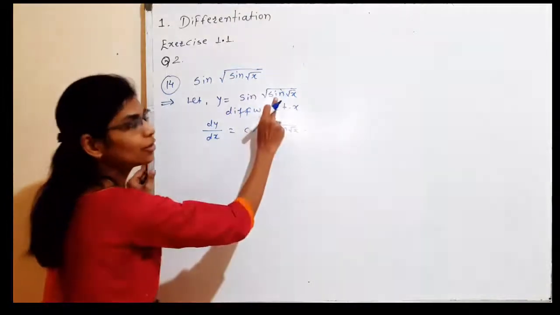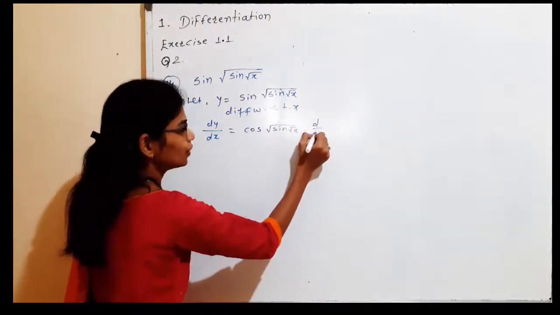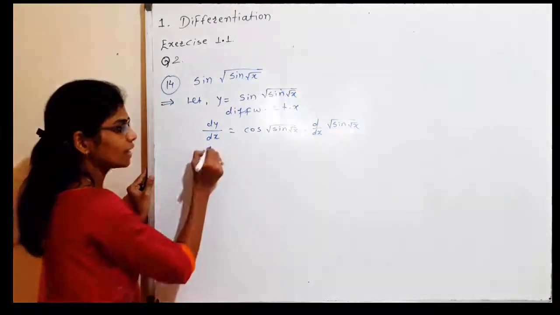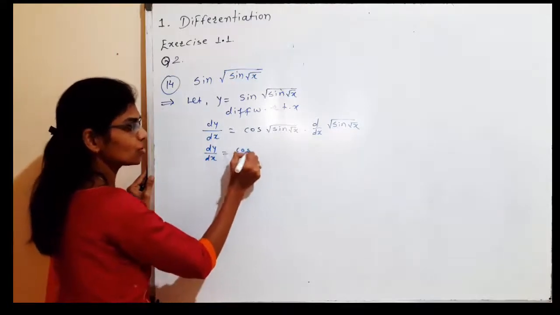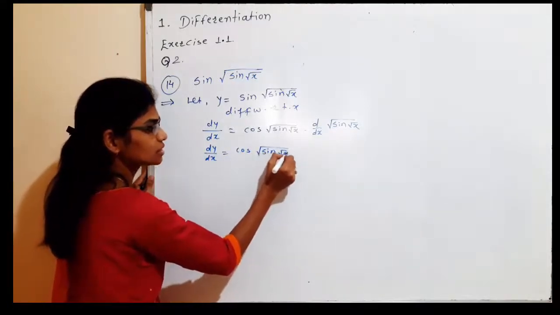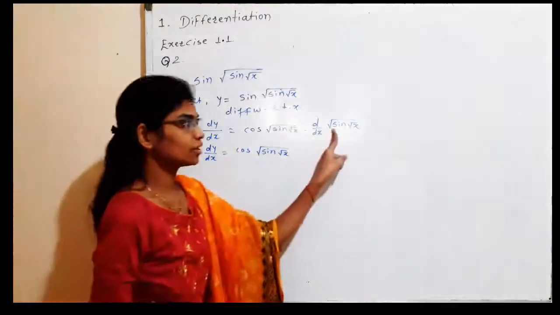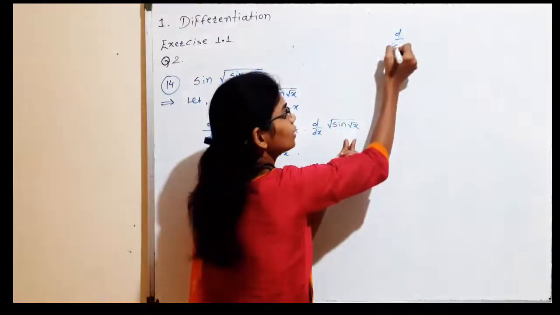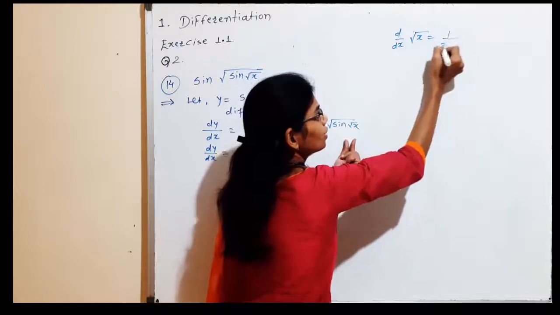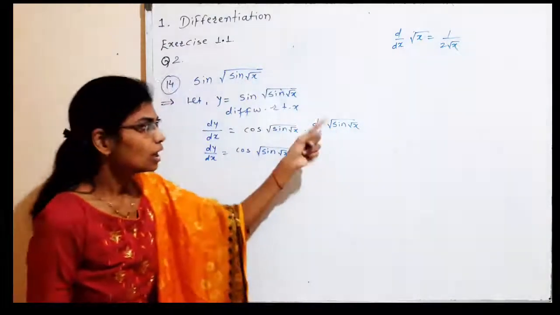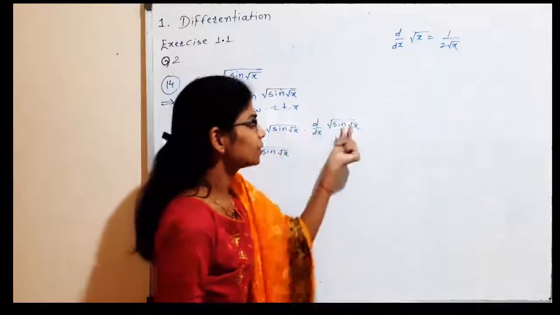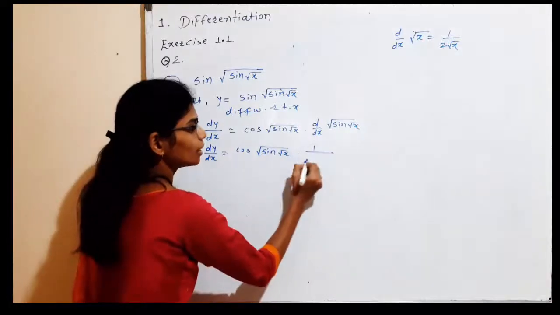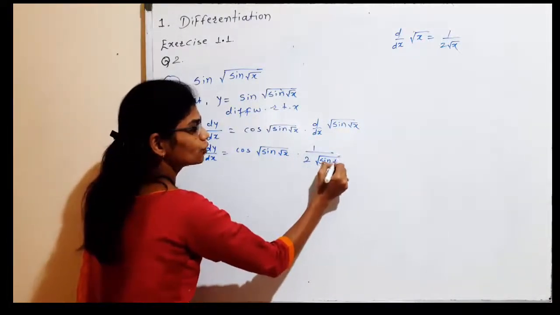Again here we have to take the derivative of this function, that is derivative of square root of sine root x. Now at next step, dy by dx is equal to cos of square root of sine root x as it is, multiplied by the derivative of the root function, so take the derivative of root x, and we know that the derivative of root x is 1 by 2 root x. So here the value of x we consider as sine of root x. So its derivative is 1 divided by 2 into square root of sine of root x.